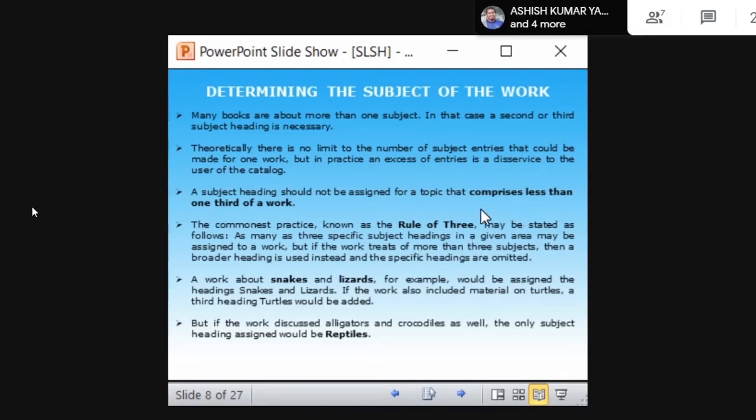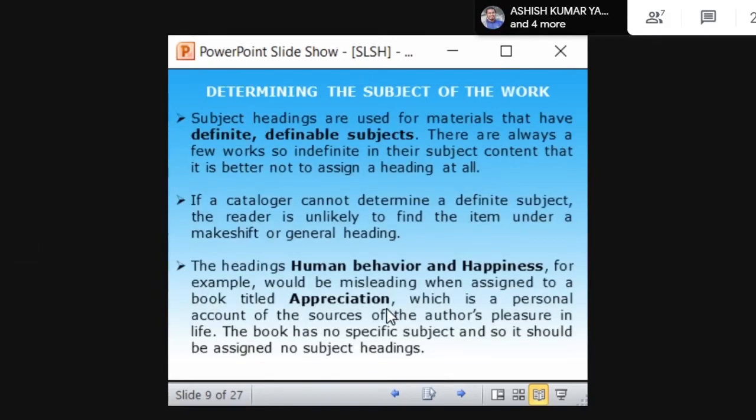Remember that. Subject headings are used for materials that have definite and definable subjects. That means a subject has to be definite and it should be defined. You know what physics is; physics is defined.